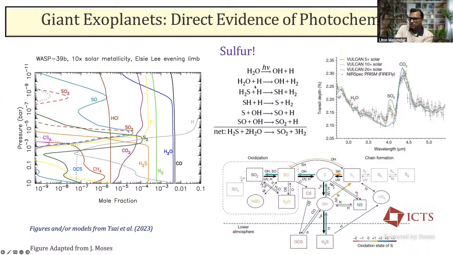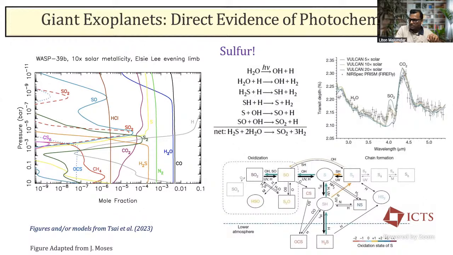Then this OH can react with S and give you SO, and this SO can again react with OH, because you already have an ample amount of OH, and give you SO2. So this is one of the channels, but there is also another competing channel where you can dissociate H2S and get atomic sulfur.